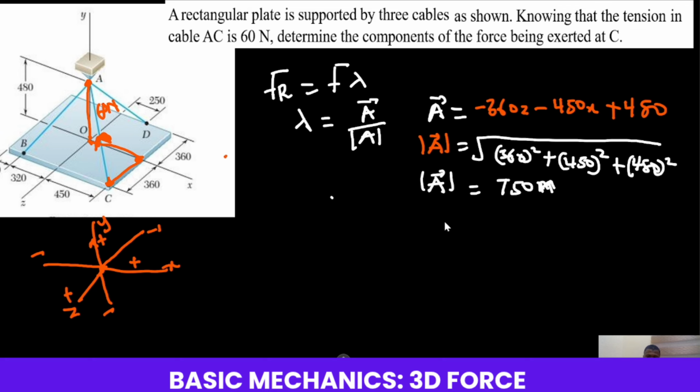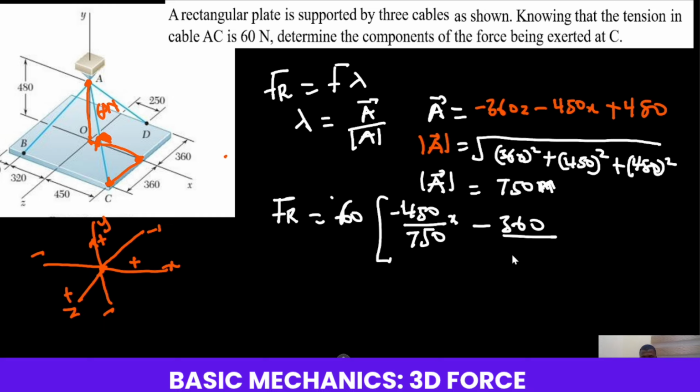Now let's look at the individual forces. Our force FR will be equal to the force itself, which is 1618, multiplying the unit vector. So we have minus 450 divided by 750 in the x direction, minus 360 divided by 750 in the z direction, and finally the y-axis, which is plus 480 divided by 750 in the y direction.